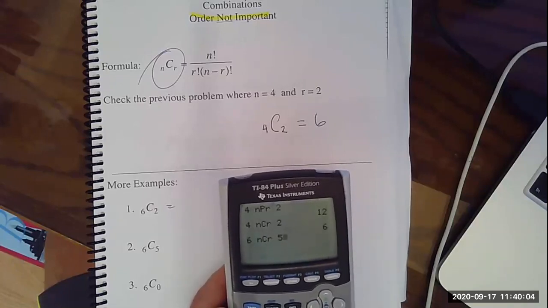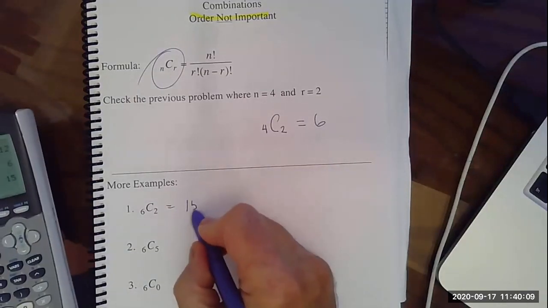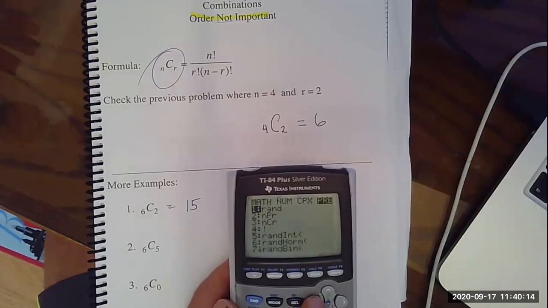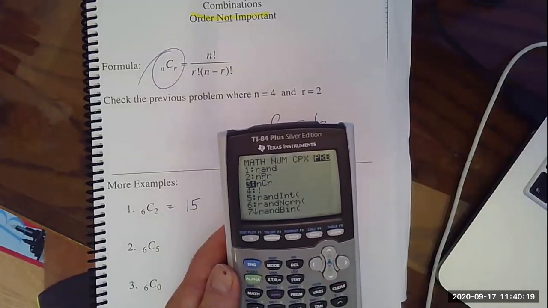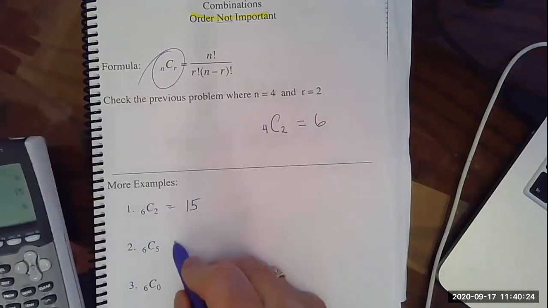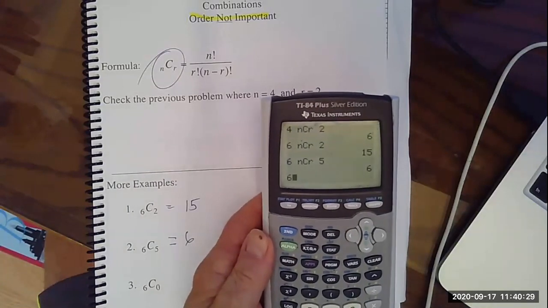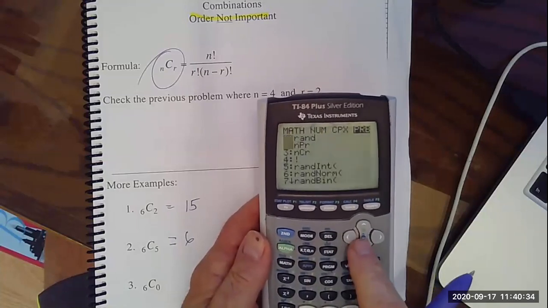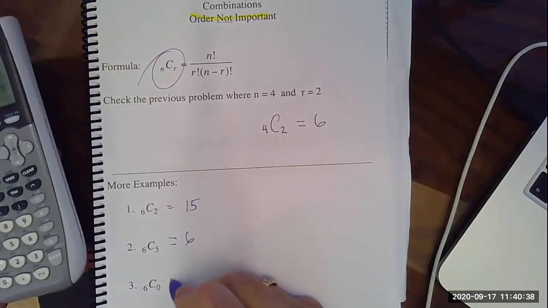Was that 5? Oh, 2. I wanted 2. Okay, 15. Okay, I'm going to do it again. 6. 5. Okay, answer 6, whatever that means. And then 6. 1.